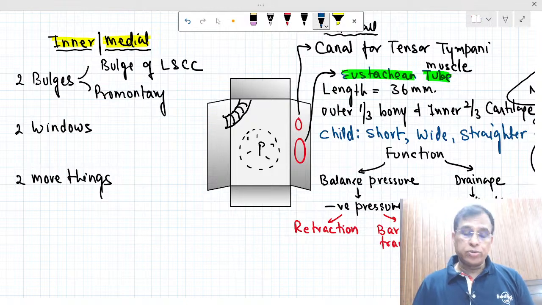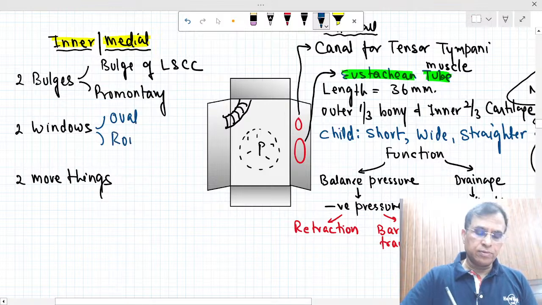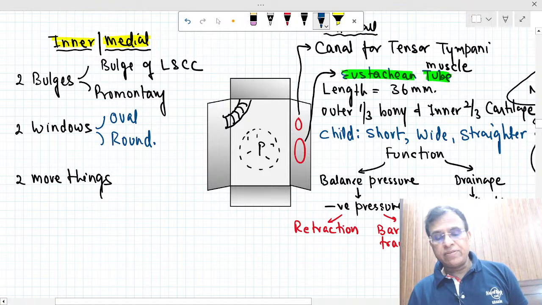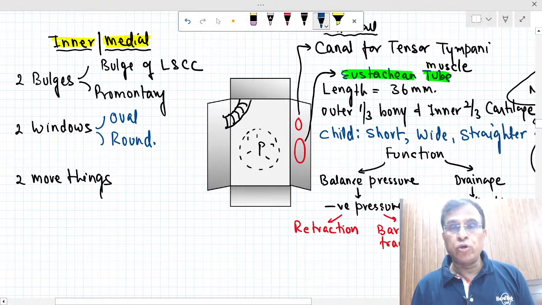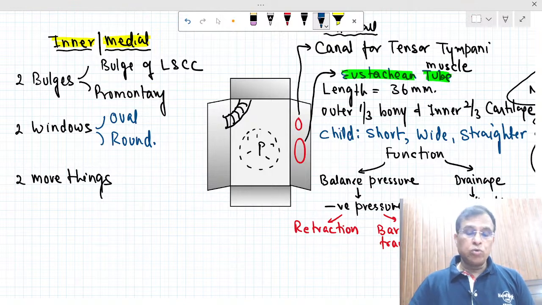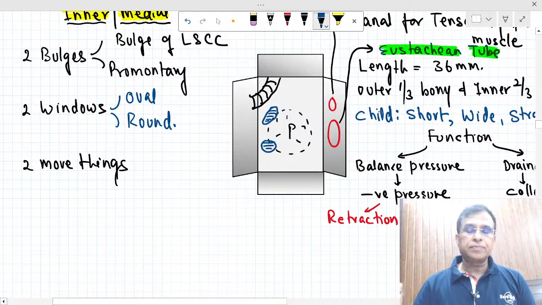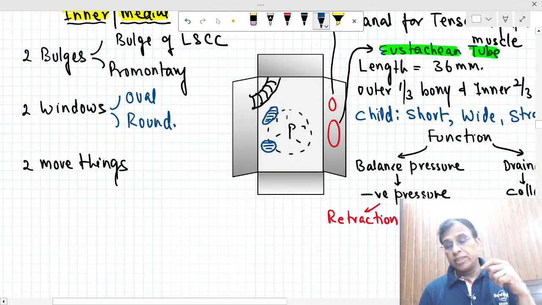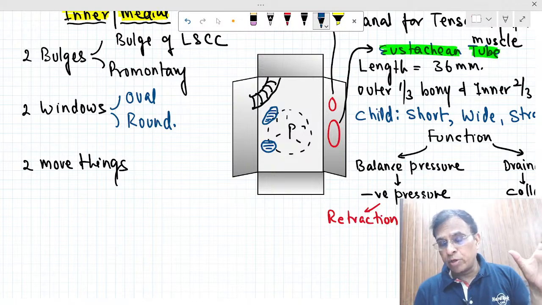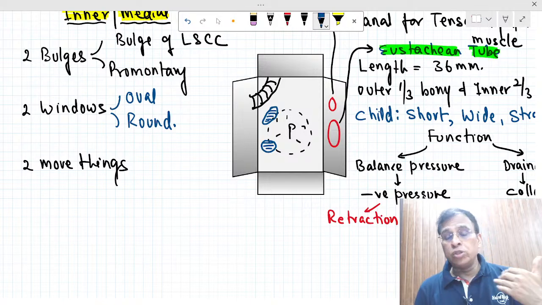Two windows everybody knows. Which are the two windows? One is called oval window and the other is called round window. And I don't have to tell you, the name is given because the shape is like that. One is oval shaped window, oval window. One is round shaped window, round window. But where are they located? Look at the diagram. Oval window, I draw it here. See, oval shaped window, I have drawn deliberately oval shape. And round window, I draw here, round shape, roughly. So the point to remember is that oval window is towards the upper part of the promontory and round window is towards the lower part of the promontory, and both are very close to the posterior wall, isn't it?